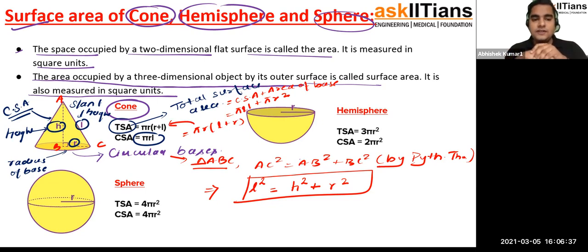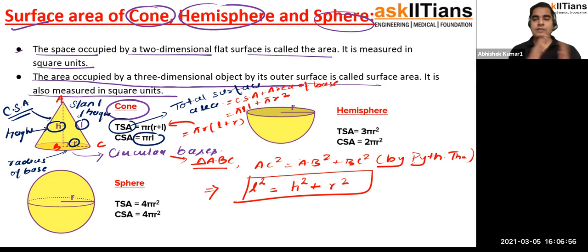Let us quickly revisit the two formulas that we discussed. First is CSA. We understood the meaning of CSA. The area which is covered by the curved path of this cone is called CSA. And the formula for CSA as far as cone is concerned is given by pi RL, where R is the radius of circular base, L represents slant height.